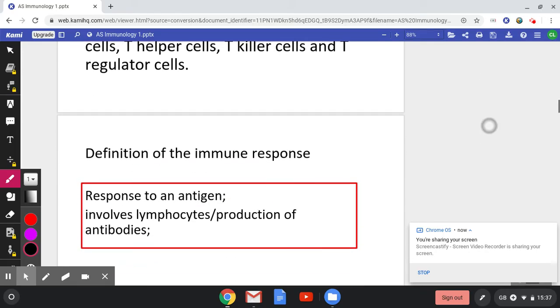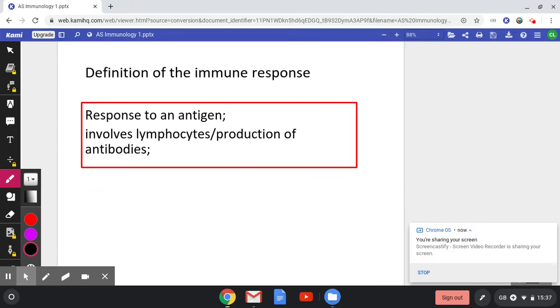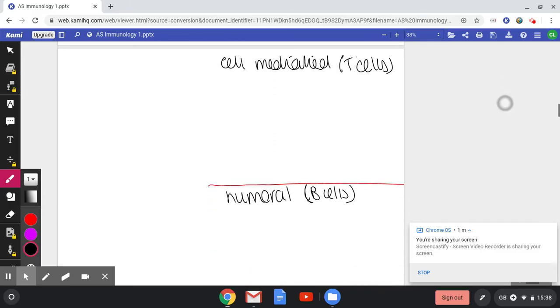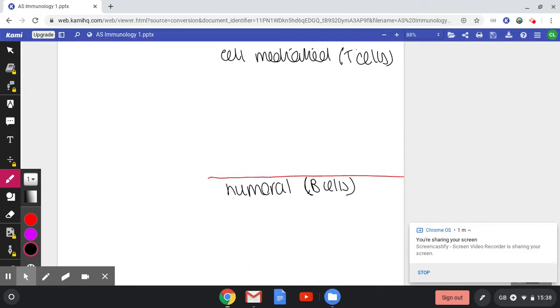So first of all, we need to go through what an immune response actually is. The definition of immune response is taken directly from the mark scheme and therefore is in a red box. It's a response to an antigen and involves lymphocytes or the production of antibodies. This one is slightly different to the other videos because I'm going to attempt to draw, so please excuse my drawing.